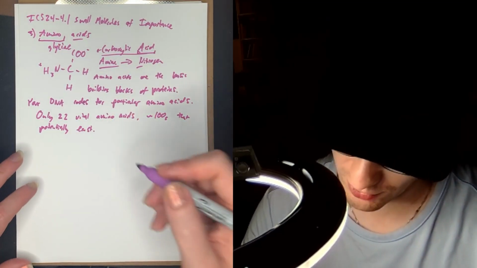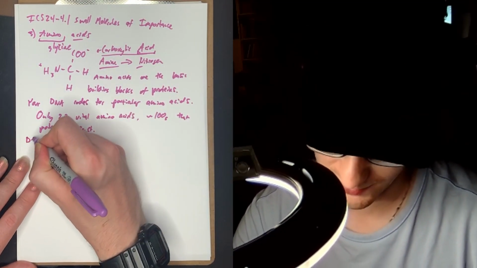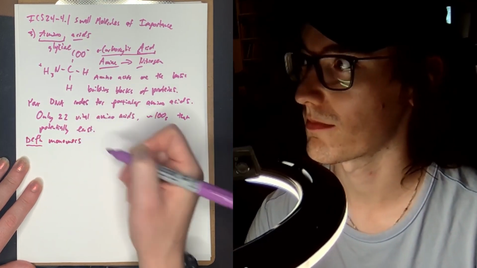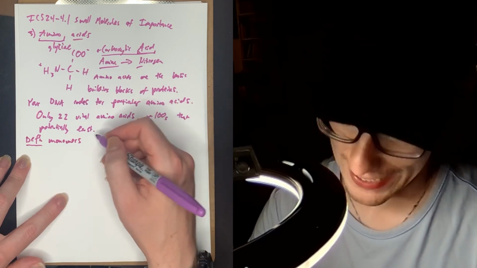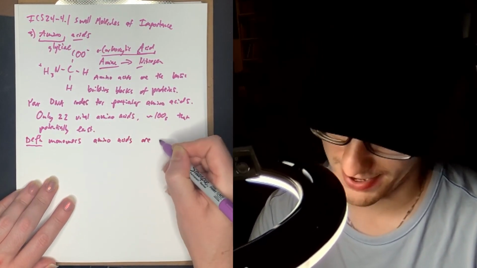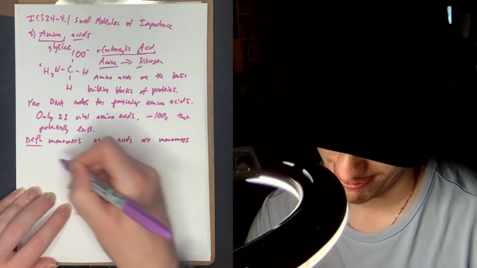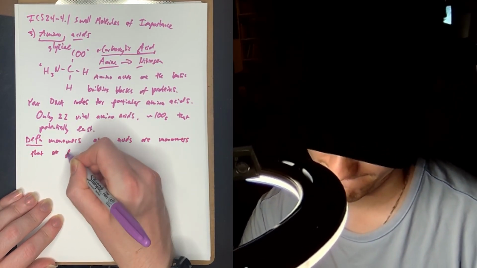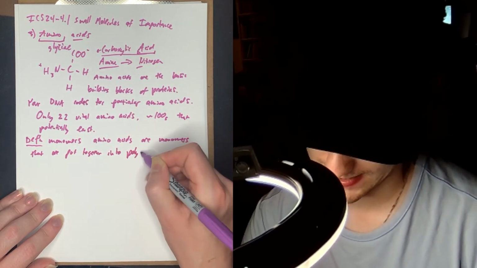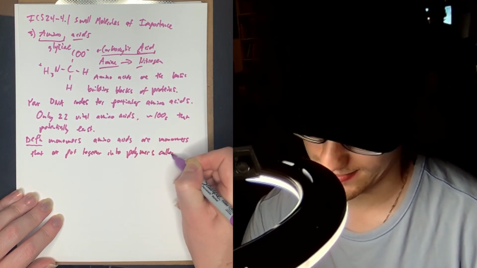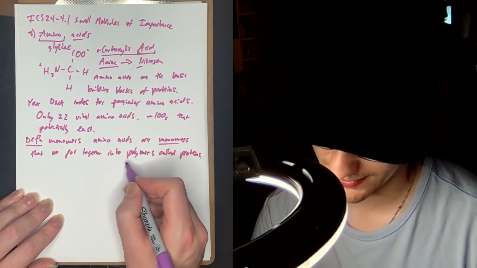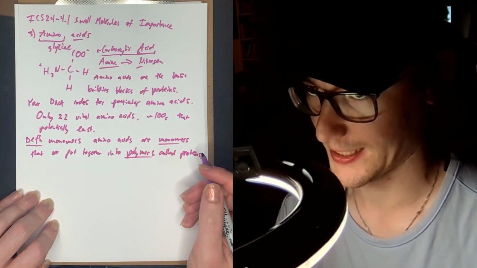So, in order to understand how this all comes together, we've got to start talking a little bit about monomers. So, amino acids are monomers that are put together into polymers called proteins. Amino acids are monomers which are put together into polymers called proteins.